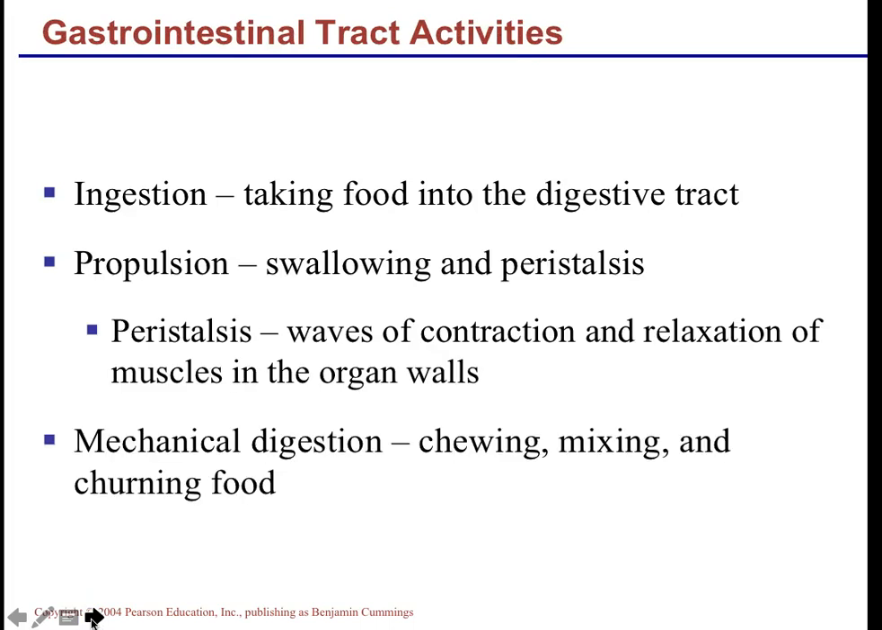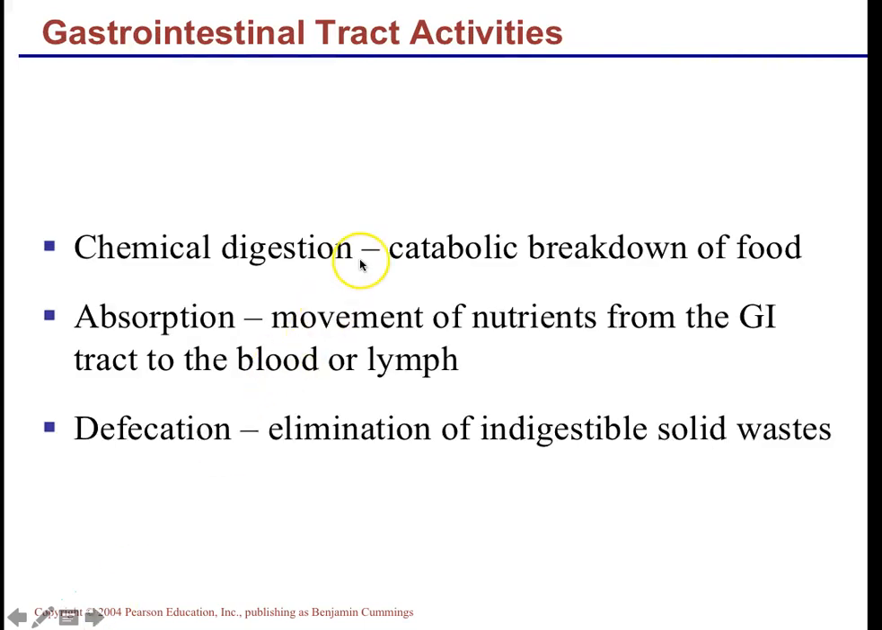All right, so here we go. Ingestion, taking food in. Propulsion really is peristalsis. Mechanical digestion, chewing, the churning of the food in the stomach. And the chemical digestion, that's usually the role of the digestive enzymes. Catabolism means breakdown. And absorption is the movement of these monomers from the GI tract to the blood or lymph. And then we all know what defecation does.